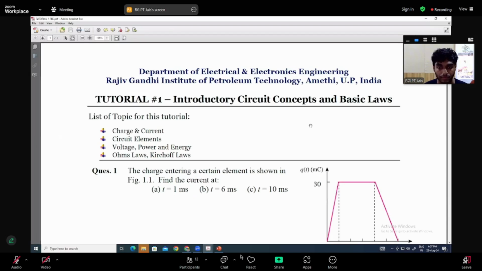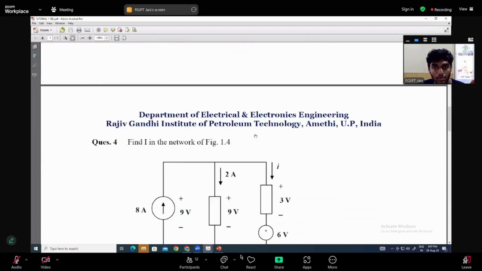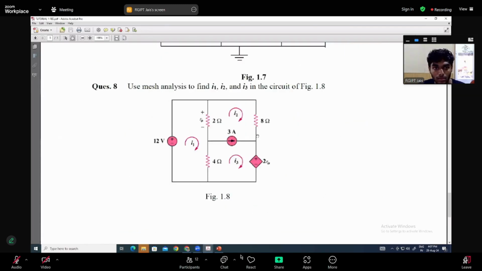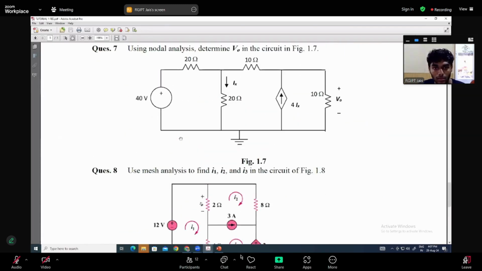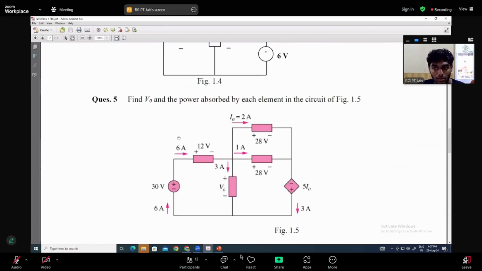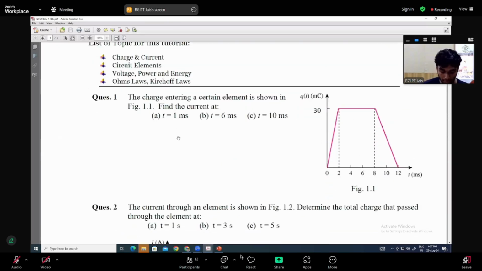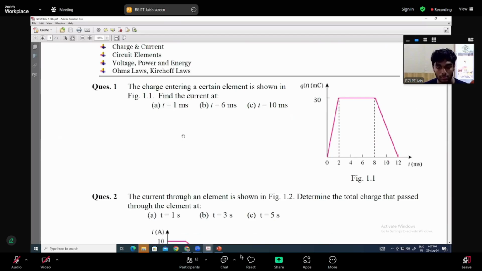I think everybody can see this. I have shared this. This is a tutorial sheet. It contains 8 problems, starting from the basics and going till mesh analysis and nodal analysis also. He will give you the step-by-step solution. The brief solutions will also be shared in Google Classroom.